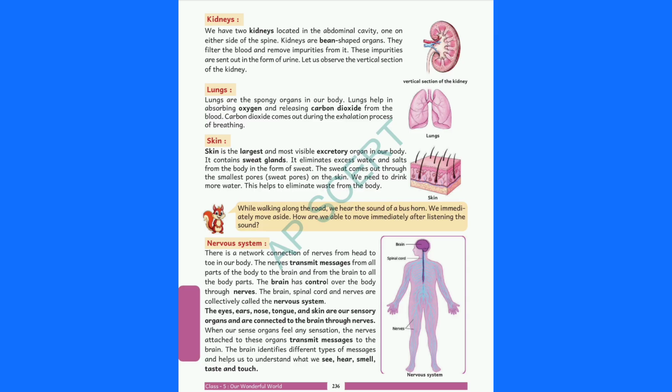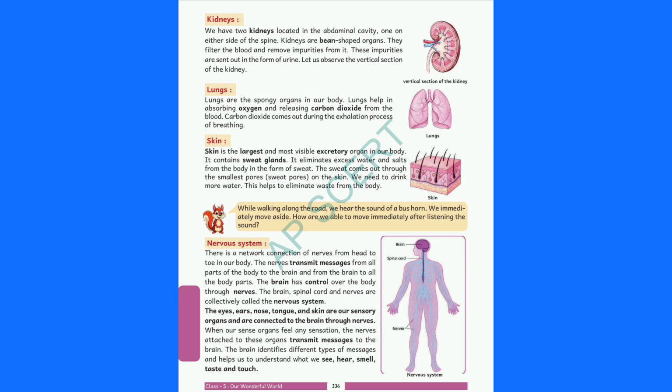Lungs. Lungs are the spongy organs in our body. Lungs help in absorbing oxygen and releasing carbon dioxide from the blood. Carbon dioxide comes out during the exhalation process of breathing.